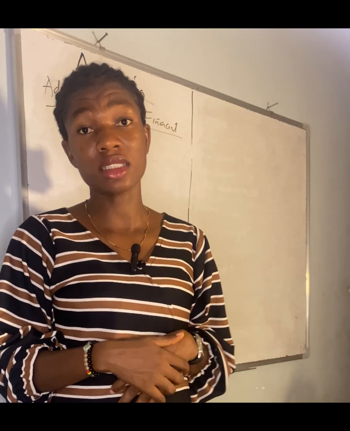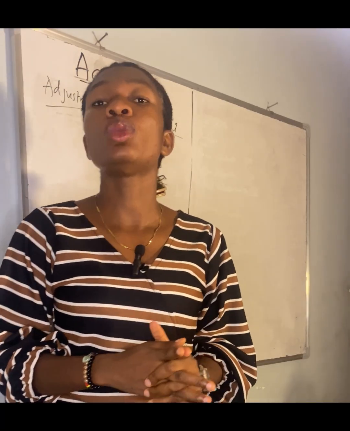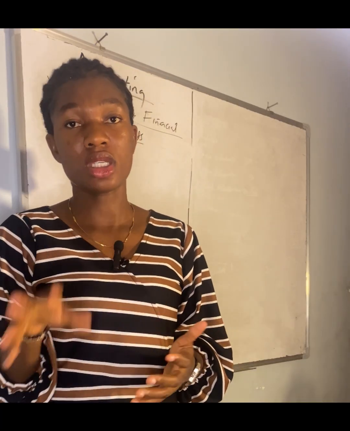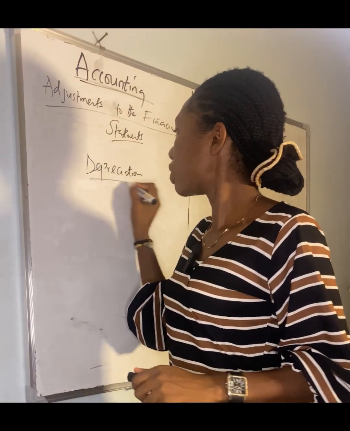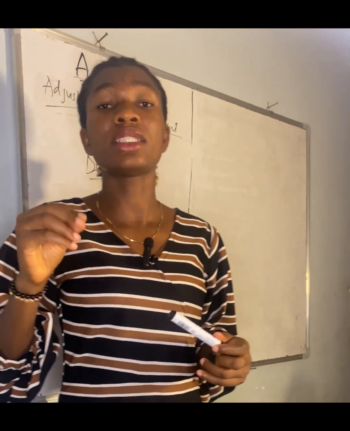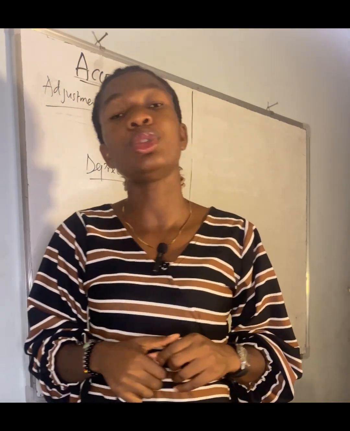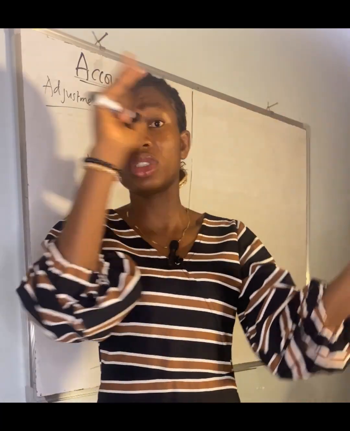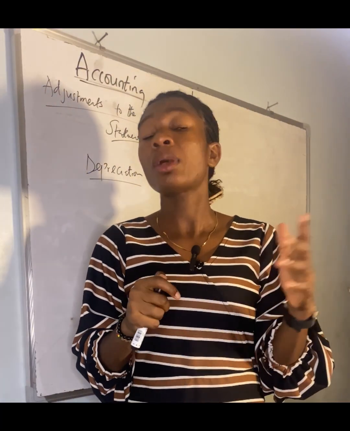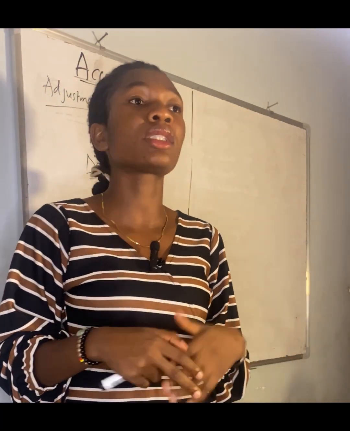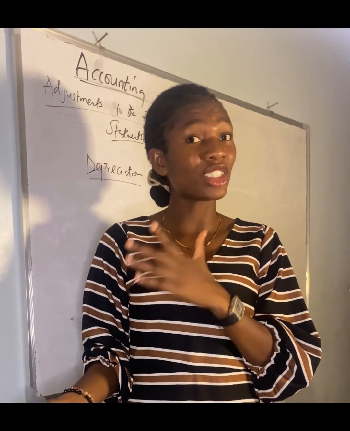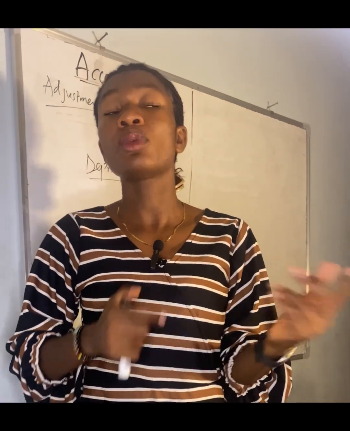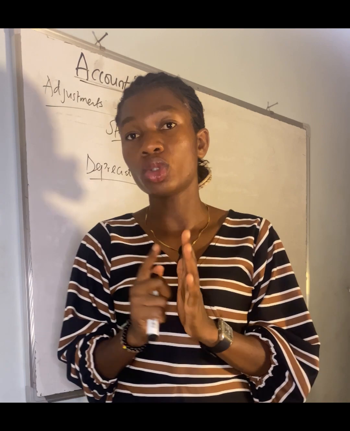We are still on our series on the adjustment to the financial statement. Today we are going to be looking at depreciation. We're going to see how we can treat or deal with depreciation when it is in the trial balance, not the treatment from scratch, and how we treat depreciation when it is in the additional information. That's how we adjust for depreciation. That's what we want to be talking about today.